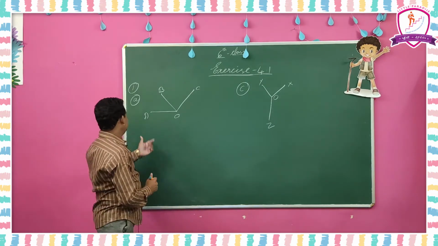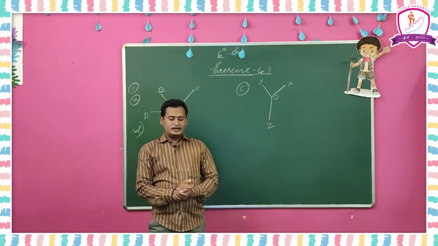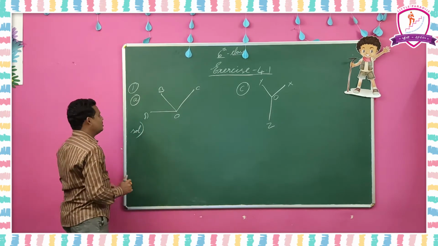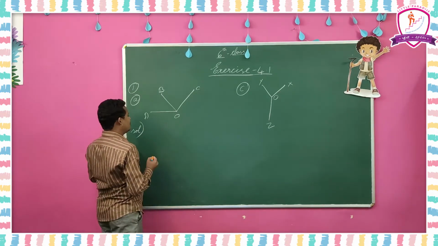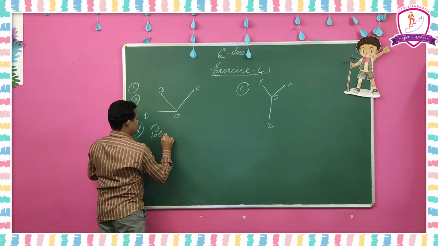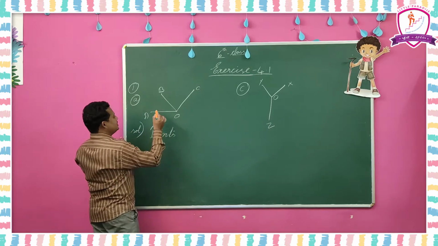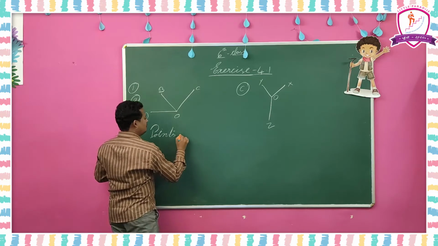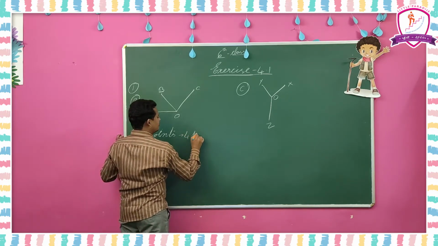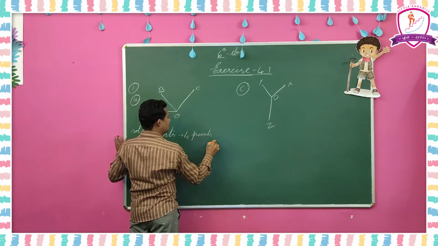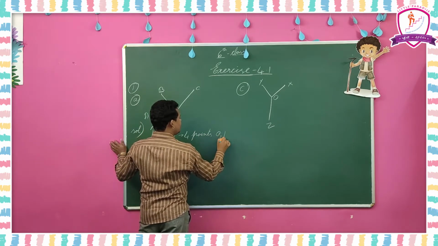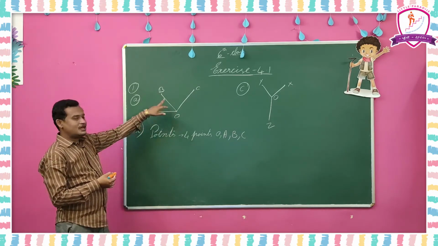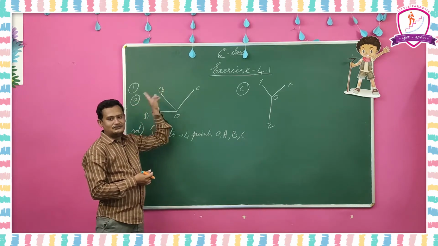Coming to A, first we have to write how many points are there and how many line segments are there. What about the points here? The points O, A, B, C, these are 4 points. What are those? O, comma, A, comma, B, comma, C. These 4 are the points marked in the given figure.